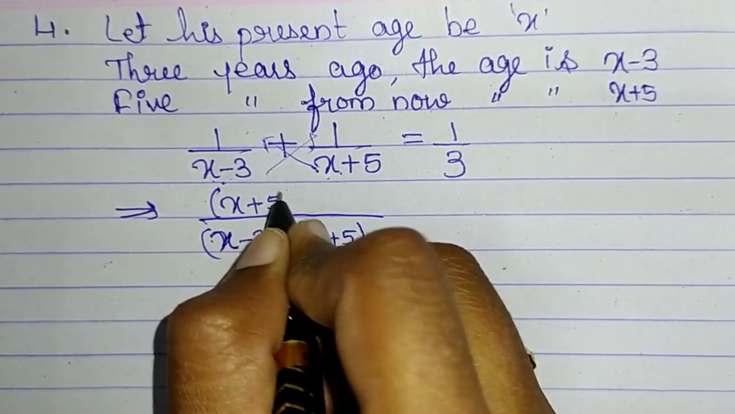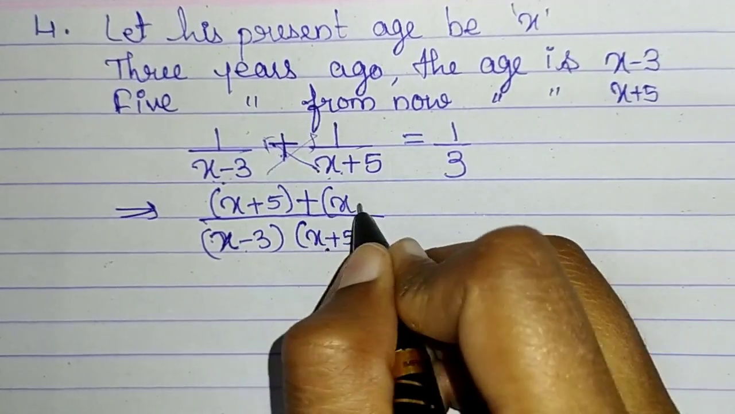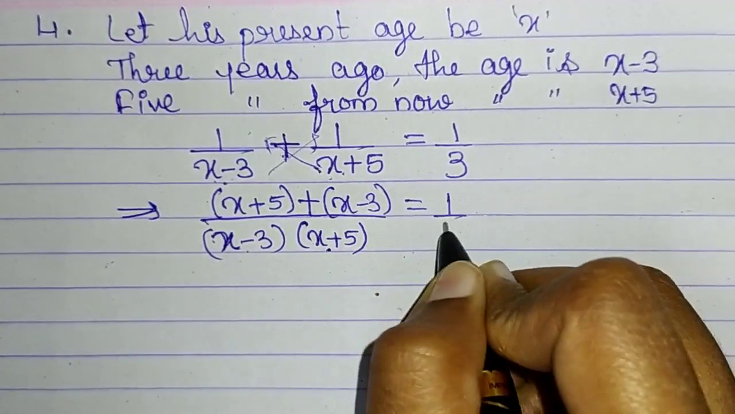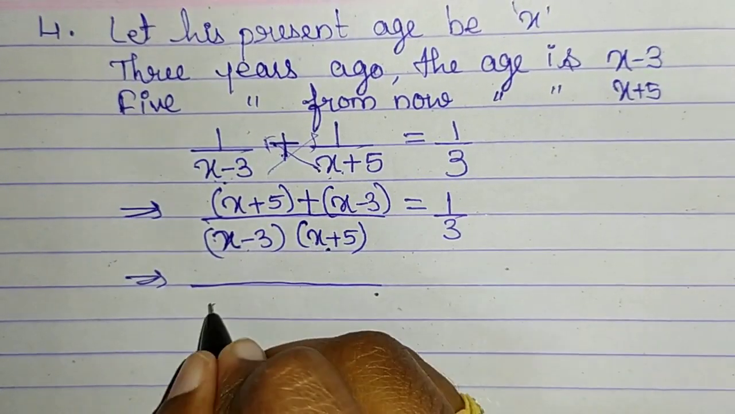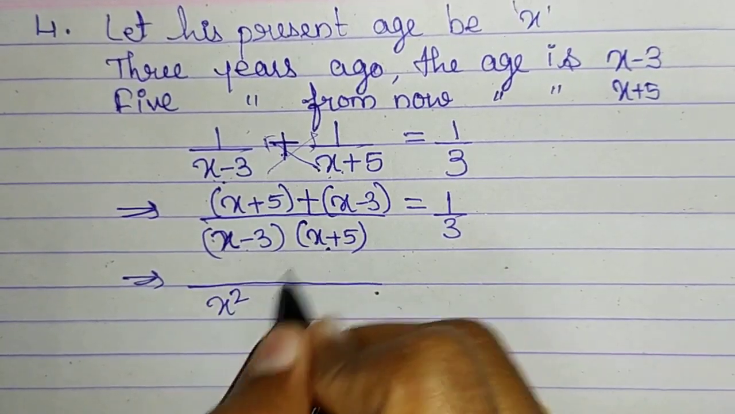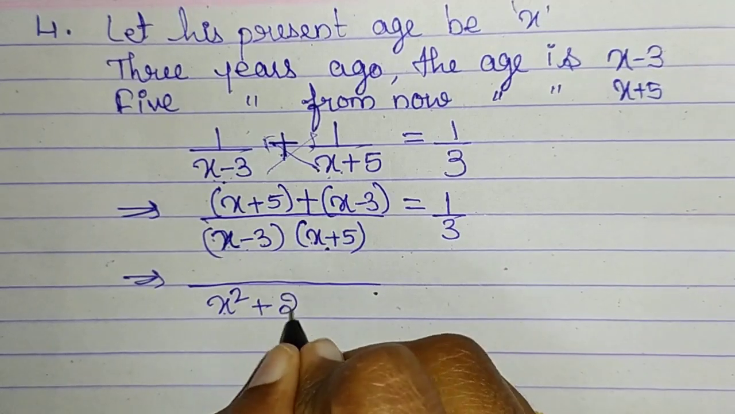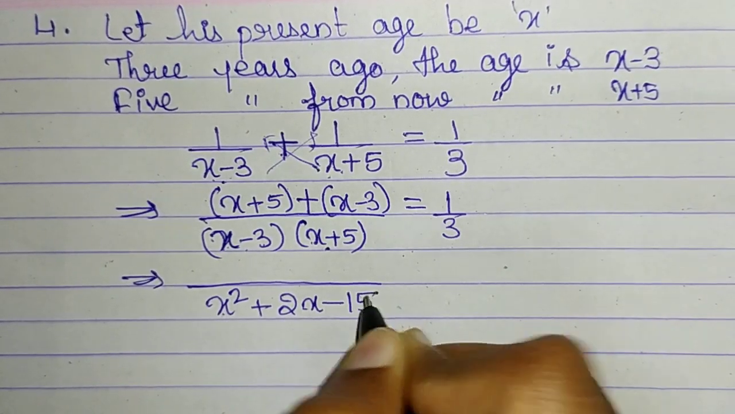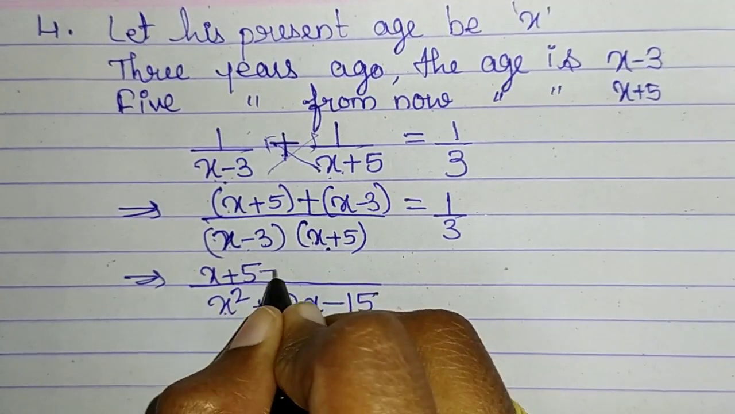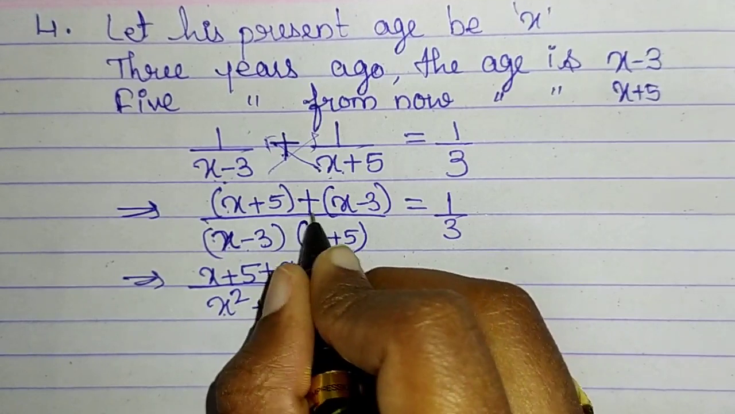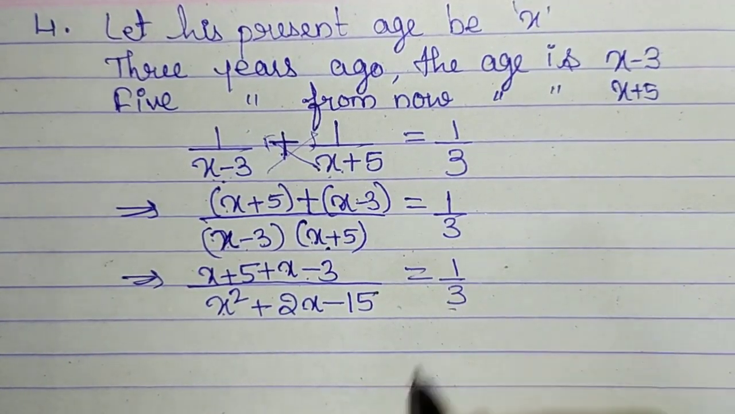So x plus 5 plus, because the numerator has a sum, and on the other side we get x minus 3, which is equal to 1 by 3. On further simplification, opening the brackets in the denominator: x into x is x square, minus 3x plus 5x gives plus 2x, minus 15. Opening the brackets in the numerator we have x plus 5 plus x minus 3, equal to 1 by 3.